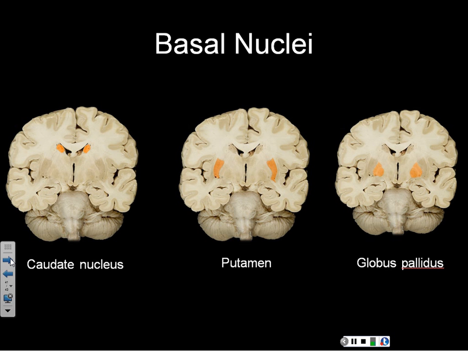So these are the basal nuclei that I said are involved in Parkinson's disease: the caudate nucleus, the putamen, and the globus pallidus. Again, they deal with motor activity and they control unnecessary motor activity. So those are the locations of those basal nuclei.